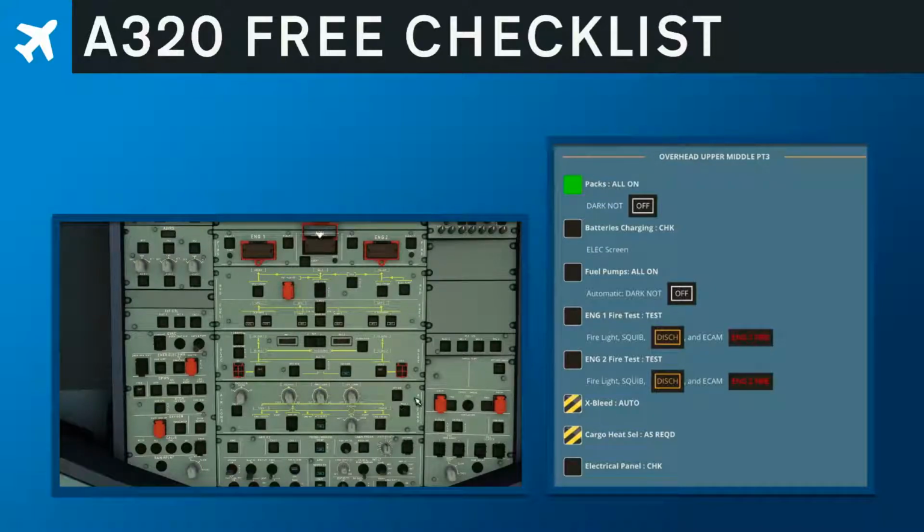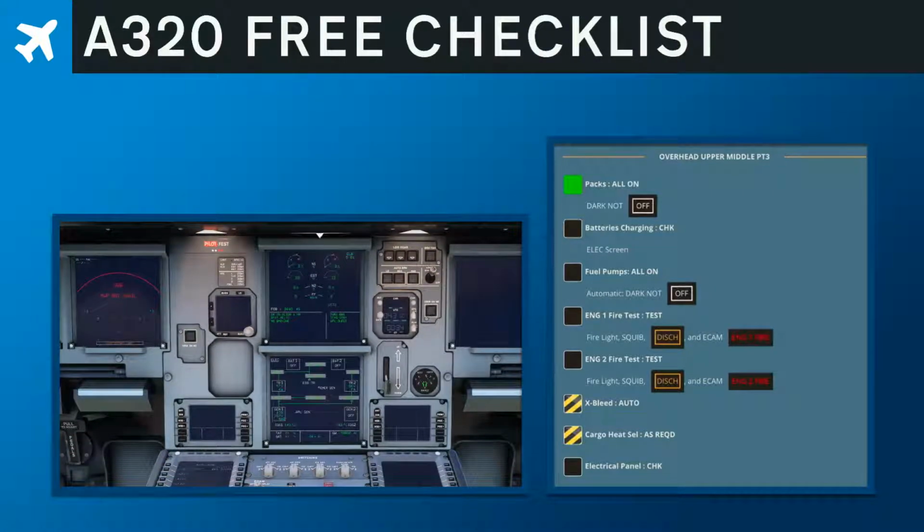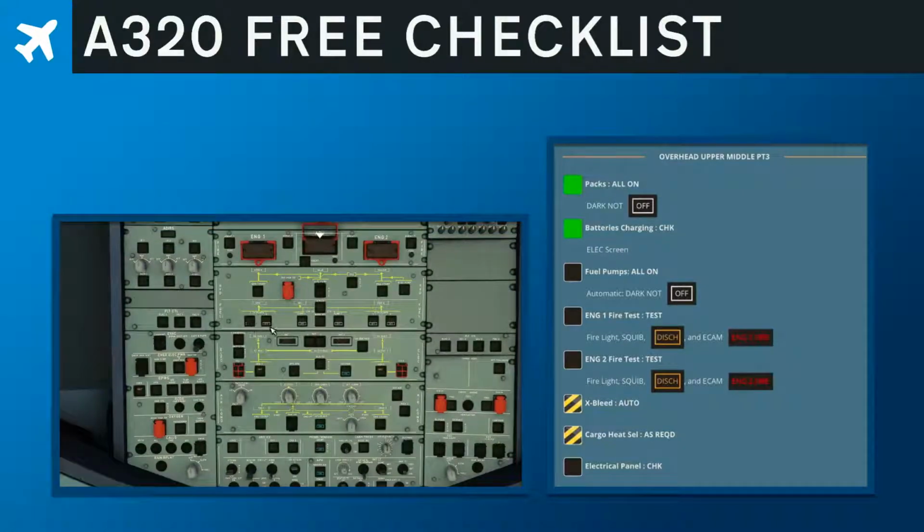We want to check batteries are charging okay. So we need to just basically go down to have a look at the electric screen, so we can see whether there's a current or not on the charging, or voltage. So now we can go back to the fuel pumps, which is above, and we want to make sure that all the fuel pumps are indeed on. So that's the fuel pumps on.